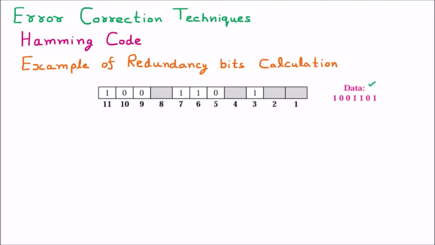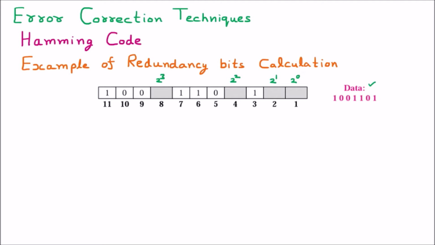We know that some bits are already reserved. That means 2 raised to the power 0, which is 1, is reserved. Then 2 raised to the power 1, which is 2, is reserved. 2 raised to the power 2 is reserved. 2 raised to the power 3 is reserved. So this way 2 to the power 4, 5, 6. So these bits are already reserved, so here we cannot put the data. At the other places we are going to put our data.